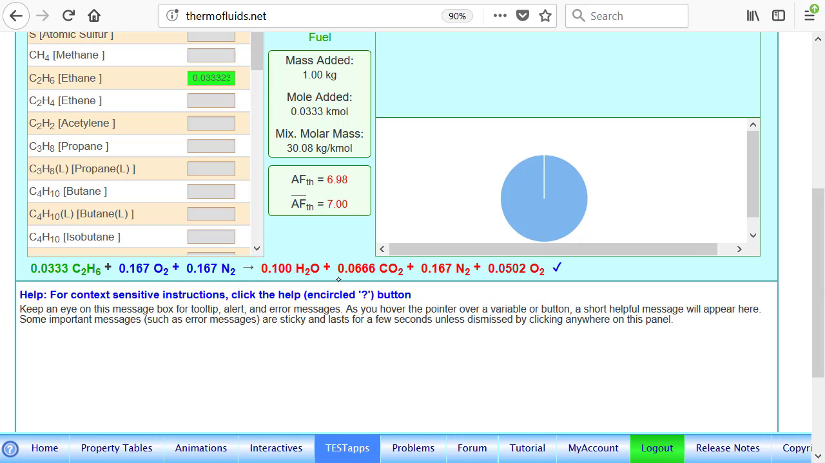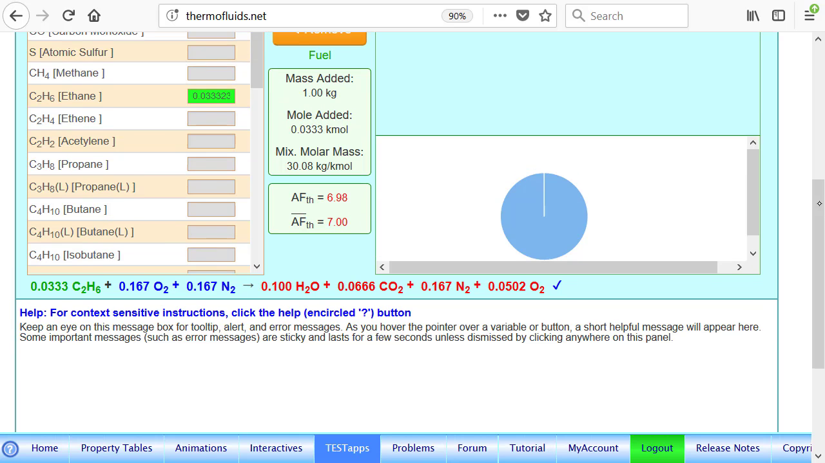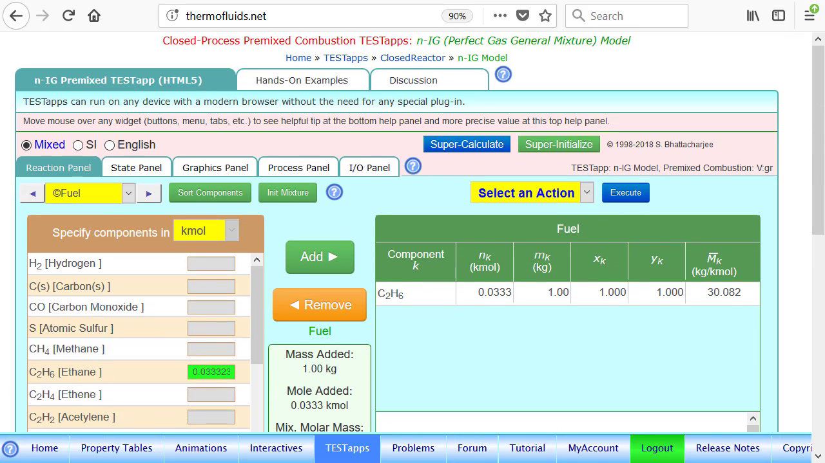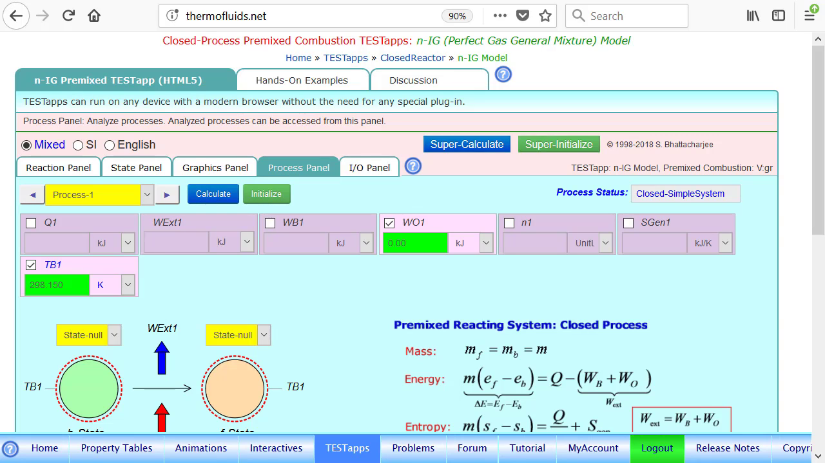Of course, you could manually figure out this reaction and just enter this many kilomoles of each component. For the fuel you enter this amount, so many kilomoles. For the oxidizer you pick oxygen and nitrogen and enter these two amounts, and for the products you select H2O, enter this, enter that, for CO2, nitrogen, and enter O2 of this amount. This tick mark, by the way, means the reaction is balanced. The program does check for that. Okay, so that's the hard part over.